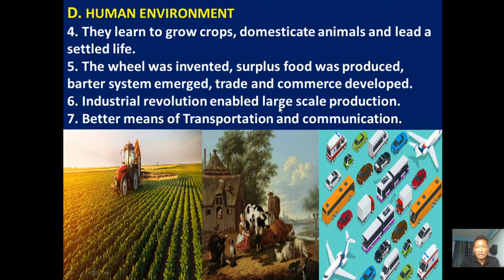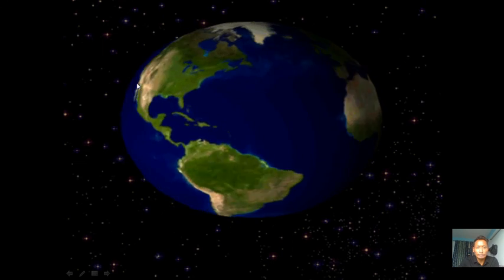Industrial revolution enable large scale production, means mass production, many goods production. So first industrial revolution took place in 1750s in England. So industrial revolution means production of goods in industries with help of machine. That is called industrial revolution. Enable large scale production, mass production, huge production. And after that better means of transport and communication were developed. So these are called human environment.